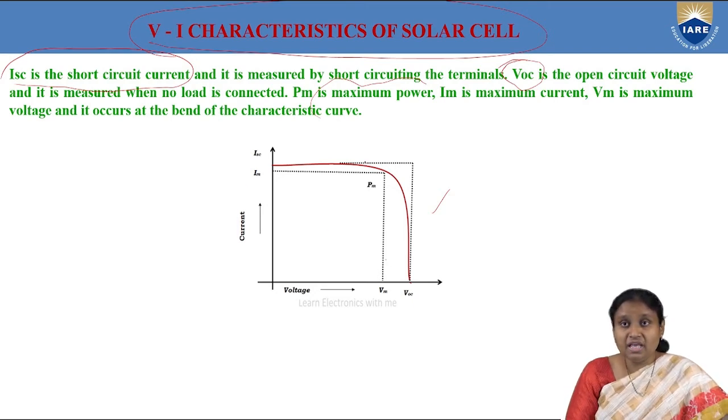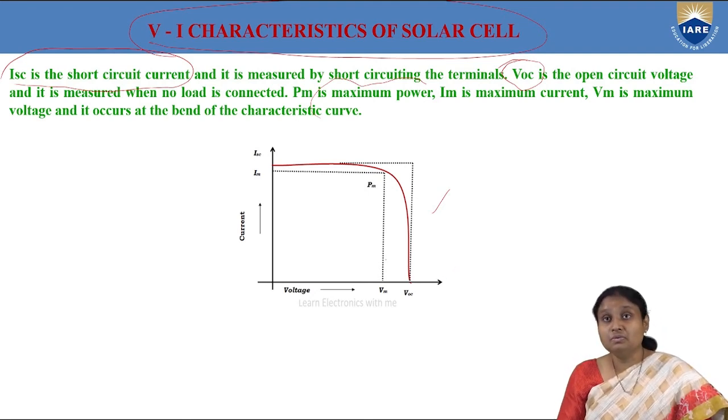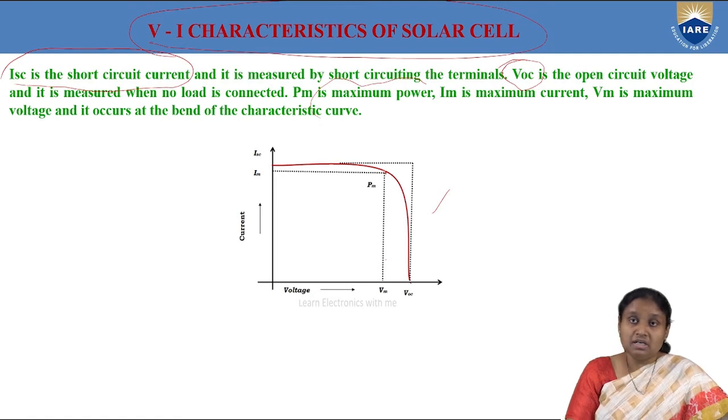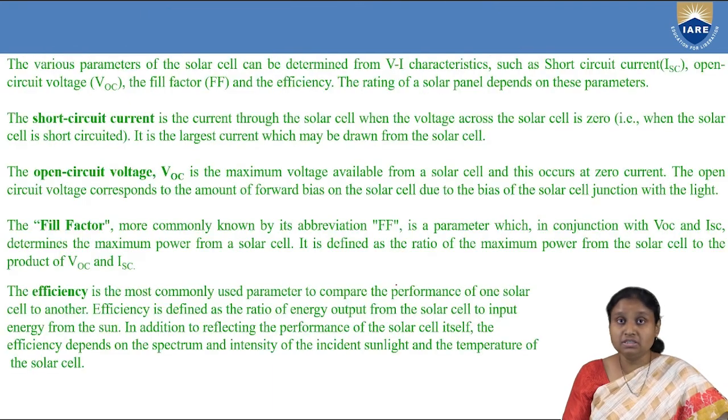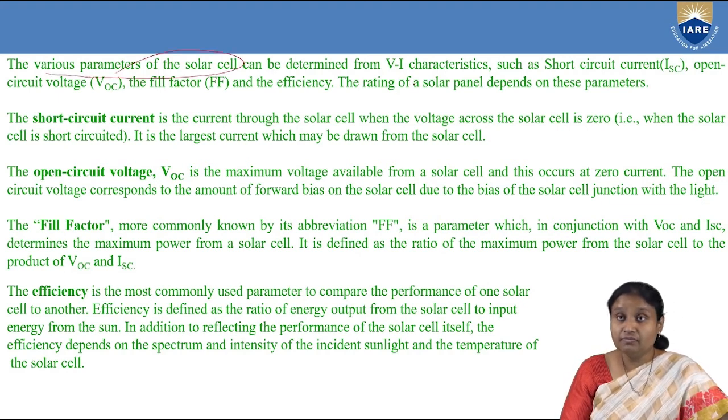And once we get our VI characteristic curve like this, using this curve we are going to make out the maximum power, maximum current, and maximum voltage that can be drawn from the VI characteristic curve of a particular solar cell. As you can see, there is a bend in the characteristic curve. At this bend, I calculate the maximum power, and corresponding to this maximum power point, the corresponding current is called maximum current, and the corresponding voltage is called maximum voltage. So just quickly, let us look at the various parameters of solar cell which can be determined from the VI characteristic.